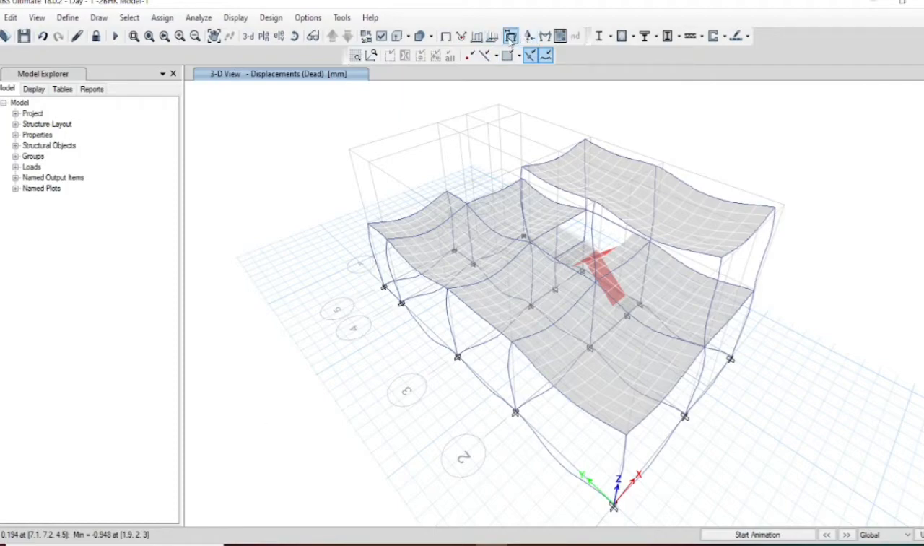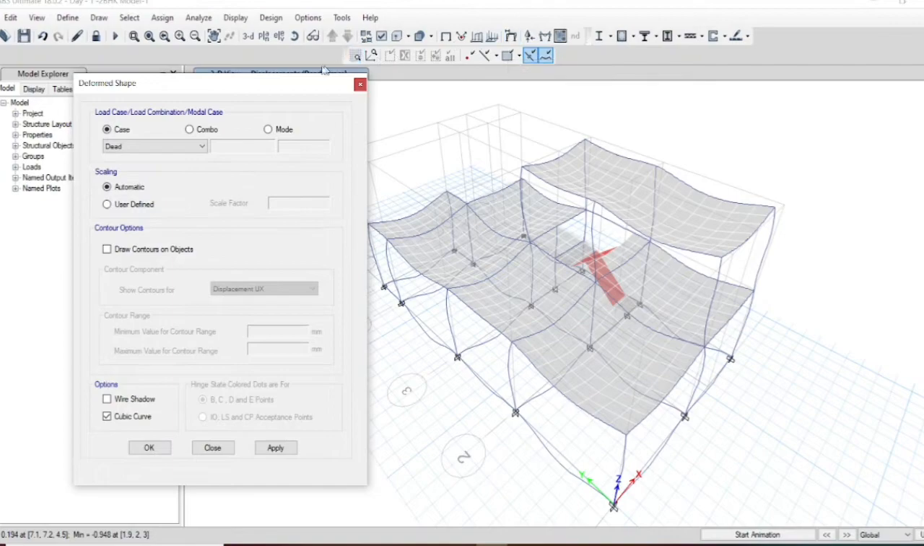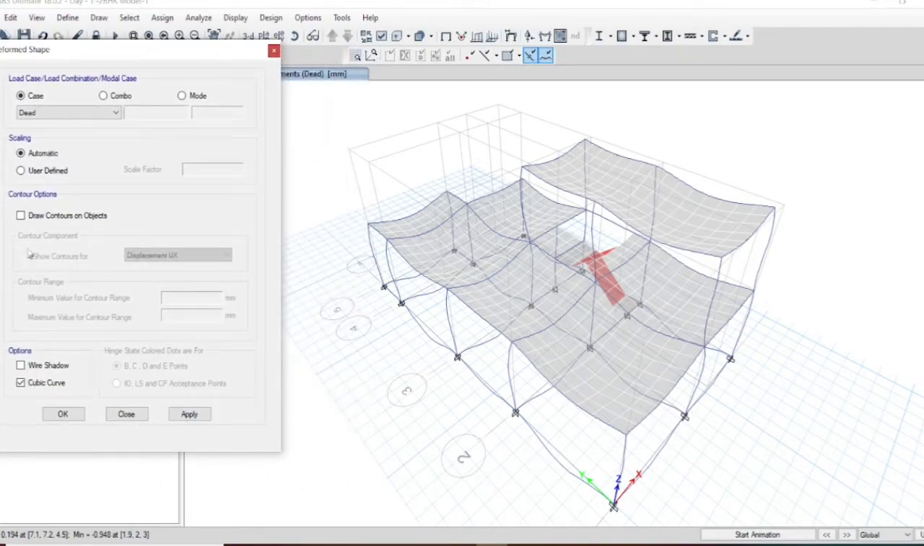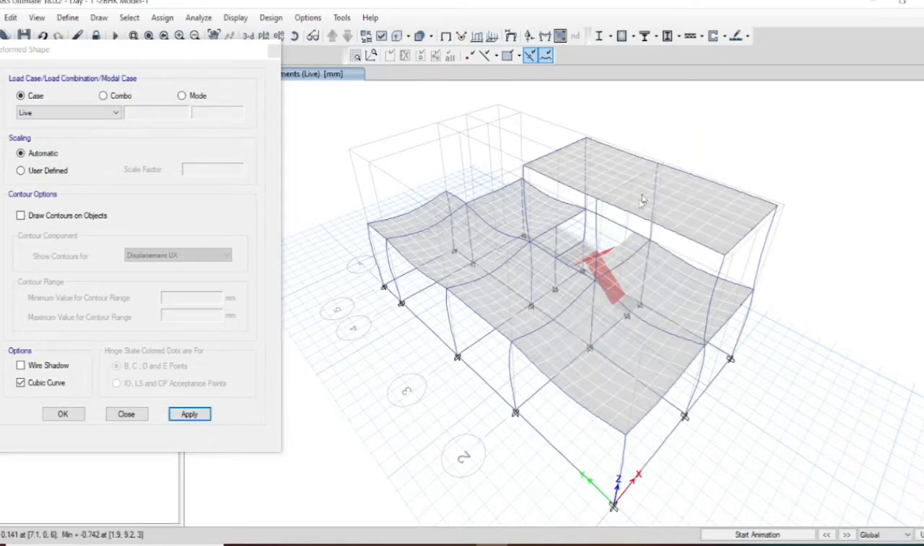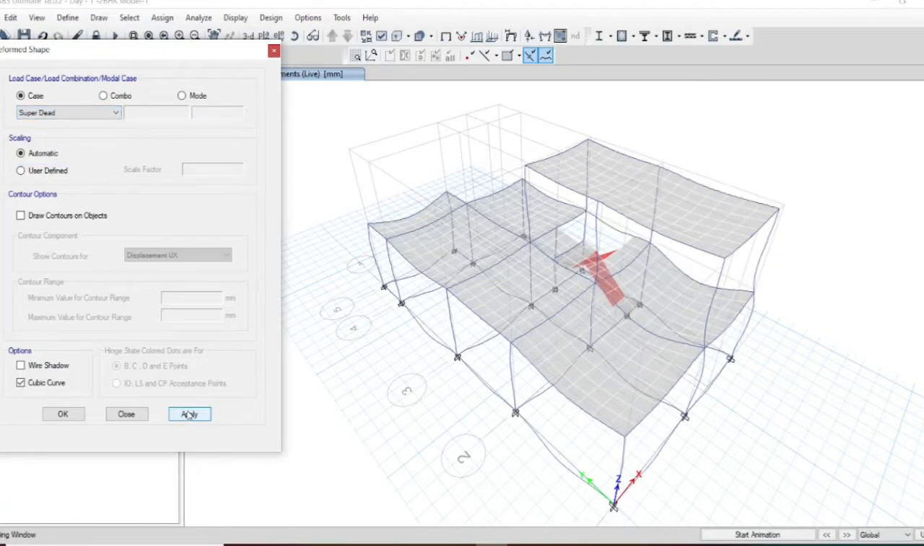We can see the deformation shape. If we apply dead load, we can see downward deflection, and the maximum is 0.948 mm for only dead load. And if you look into live load, we can see much lesser deflection. Maximum is 0.742. And if you apply super dead load, the structure is deflected much more here, and you can see 2 plinth beams deflecting, which might look large and visible, but it is very minor, minus 0.791 mm.